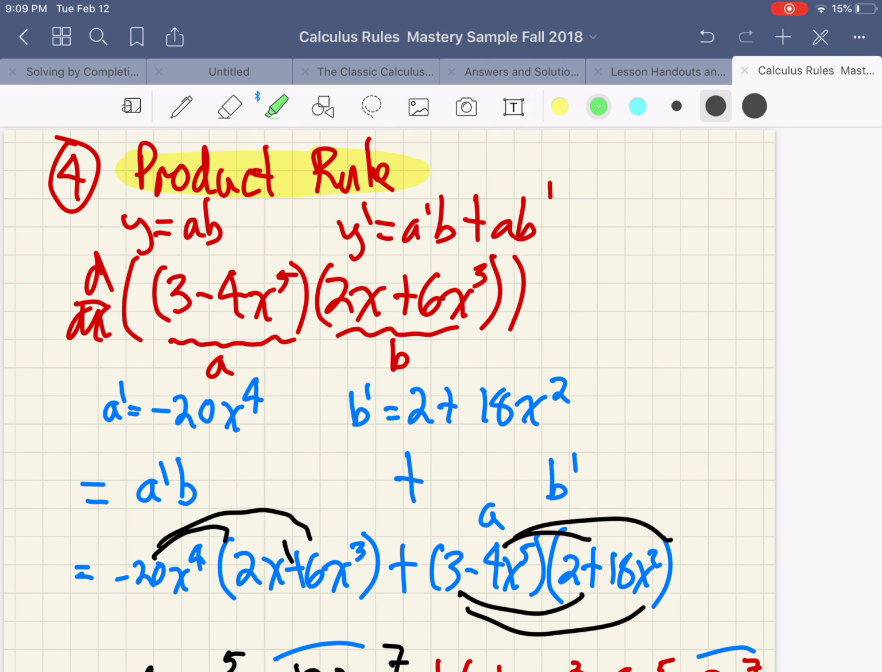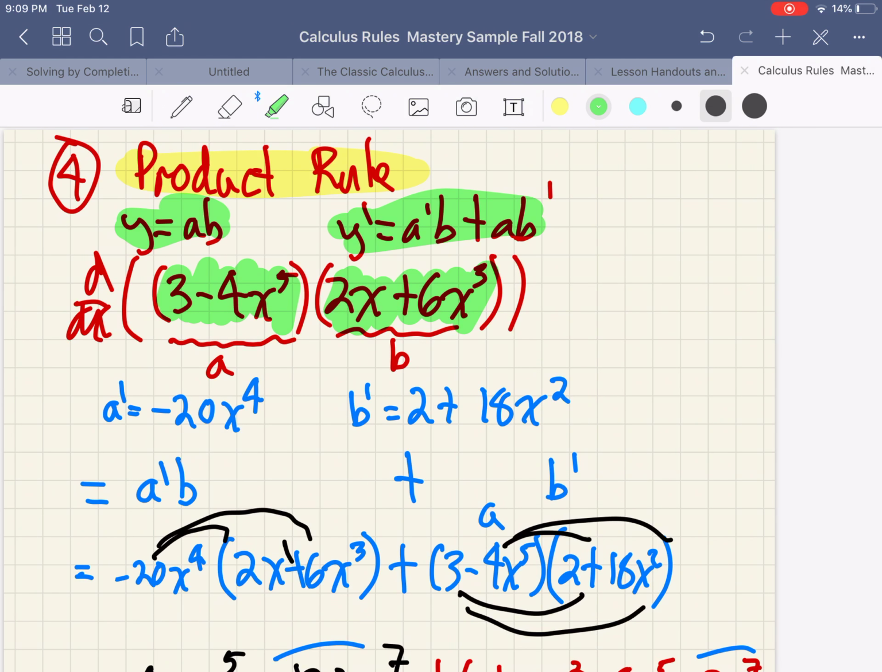In terms of what is the product rule, well, if you have a function that's a multiplied by b, a and b are factors, then the derivative is a prime b plus ab prime. Okay, so the derivative that we're going to try and calculate right now is this one: 3 minus 4x to the 5th multiplied by 2x plus 6x cubed.